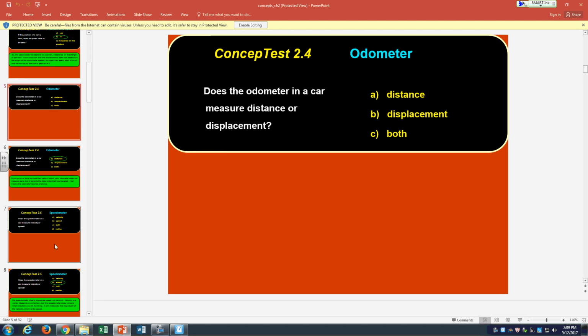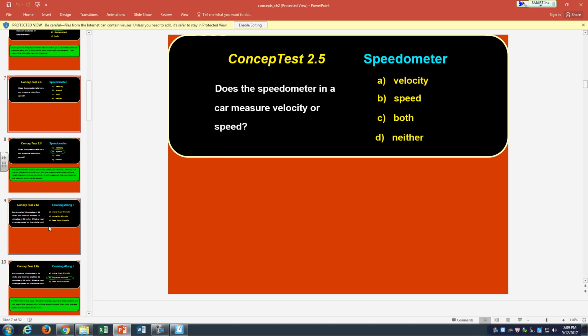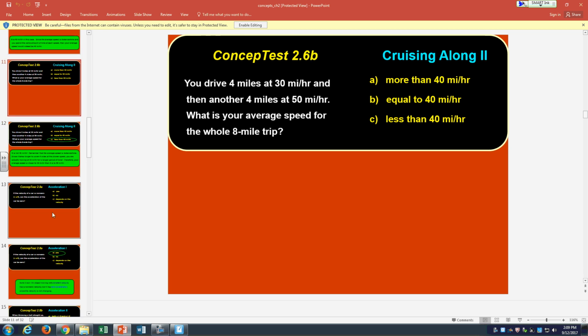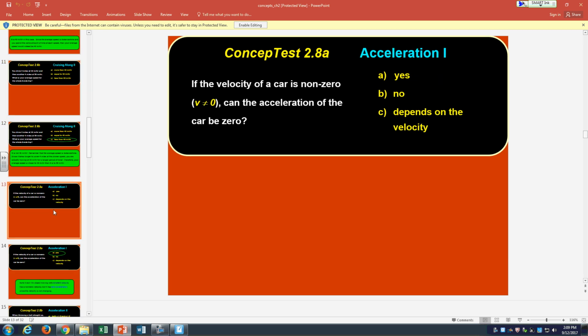I had another student ask me a similar question earlier in the day. So let's address it for just a moment. This one. Okay, so if the velocity of a car is non-zero, can the acceleration of a car be 0? That's saying if this car is traveling along at a constant speed, can the acceleration be 0? Can it travel at a constant speed and not accelerate, not change speed? Then yeah, the answer is yes. So it can do that.